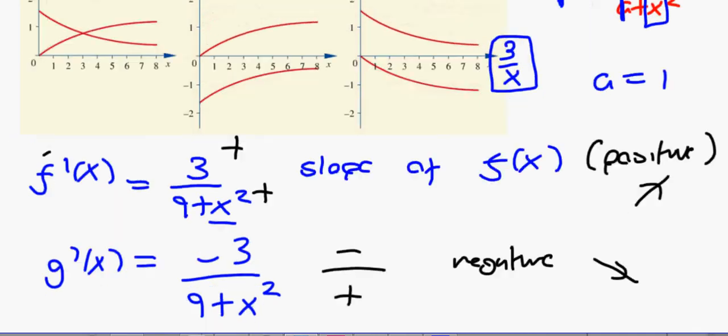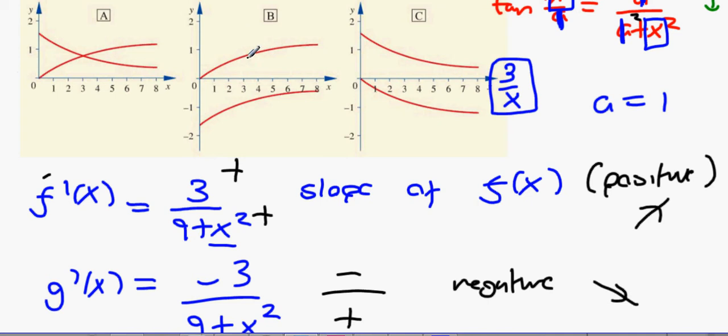So let's have a look at our two graphs. These two have the same direction of slope, so that has to be wrong. These two as well have the same direction of slope, so that has to be wrong. Well, this one here is always going downwards, which means it's always negative. This is the g of x function. This one is always going upwards. It's the f of x function. So the answer to this one is graph A.